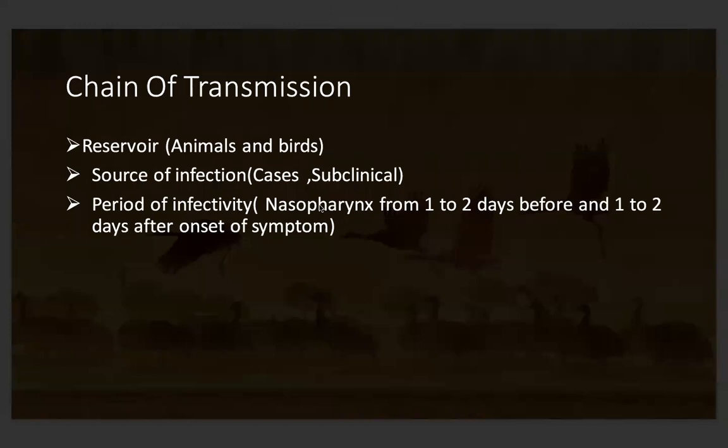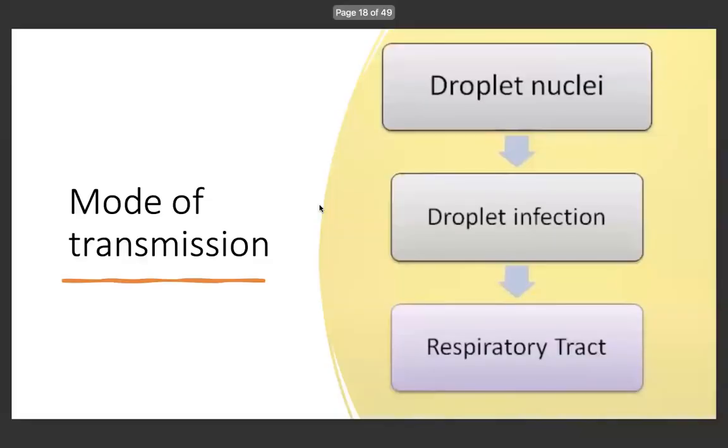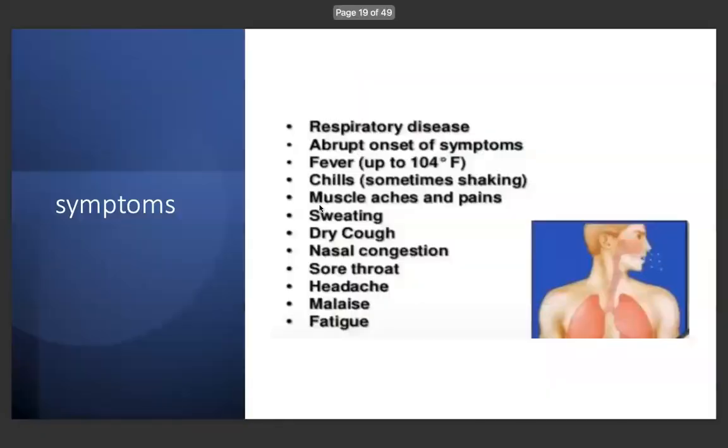Chain of transmission. Reservoir is animals and birds. Source of infection: cases and subclinical cases. Period of infectivity: nasopharynx, from 1 to 2 days before and 1 to 2 days after onset of symptoms. Mode of transmission: it is transmitted through droplet nuclei and droplet infection in the respiratory tract.